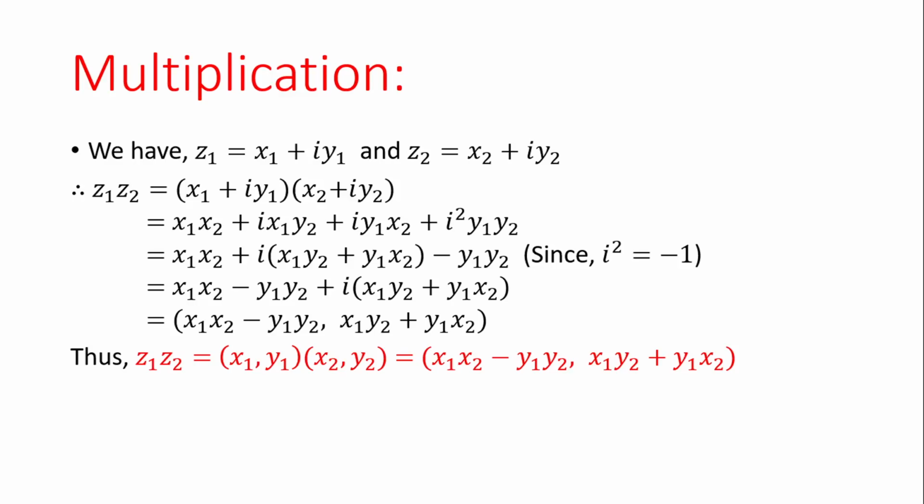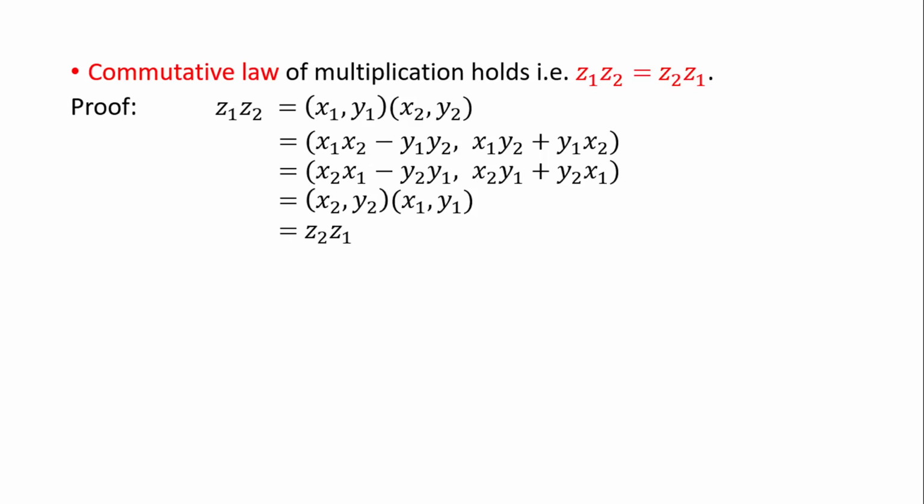Remember very well that if we are considering complex numbers in terms of ordered pairs, then X1 Y1 into X2 Y2 is equal to X1 X2 minus Y1 Y2 comma X1 Y2 plus Y1 X2. So this is about product of complex numbers. Now we will deal with properties of multiplication of complex numbers.